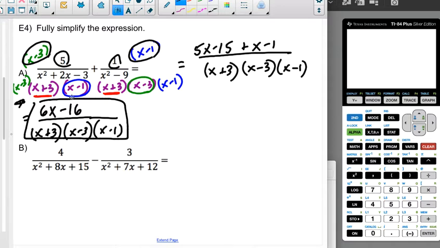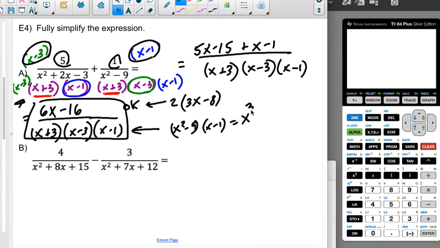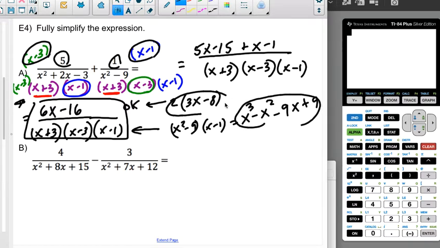I would stop there. If you really wanted, so that's great. That's where I would stop. If you really want to take a 2 out of the top, you can, but it doesn't get you anywhere, right? So the top could also be a 2 times a 3x minus 8. If you really wanted to FOIL out the bottom, the smart way to do it is to FOIL out the difference of squares and then FOIL this thing out. It's still not pretty, right? You're going to get an x cubed minus an x squared minus a 9x plus a 9. So this is an okay denominator and this is an okay numerator, but honestly, I would just stop here.